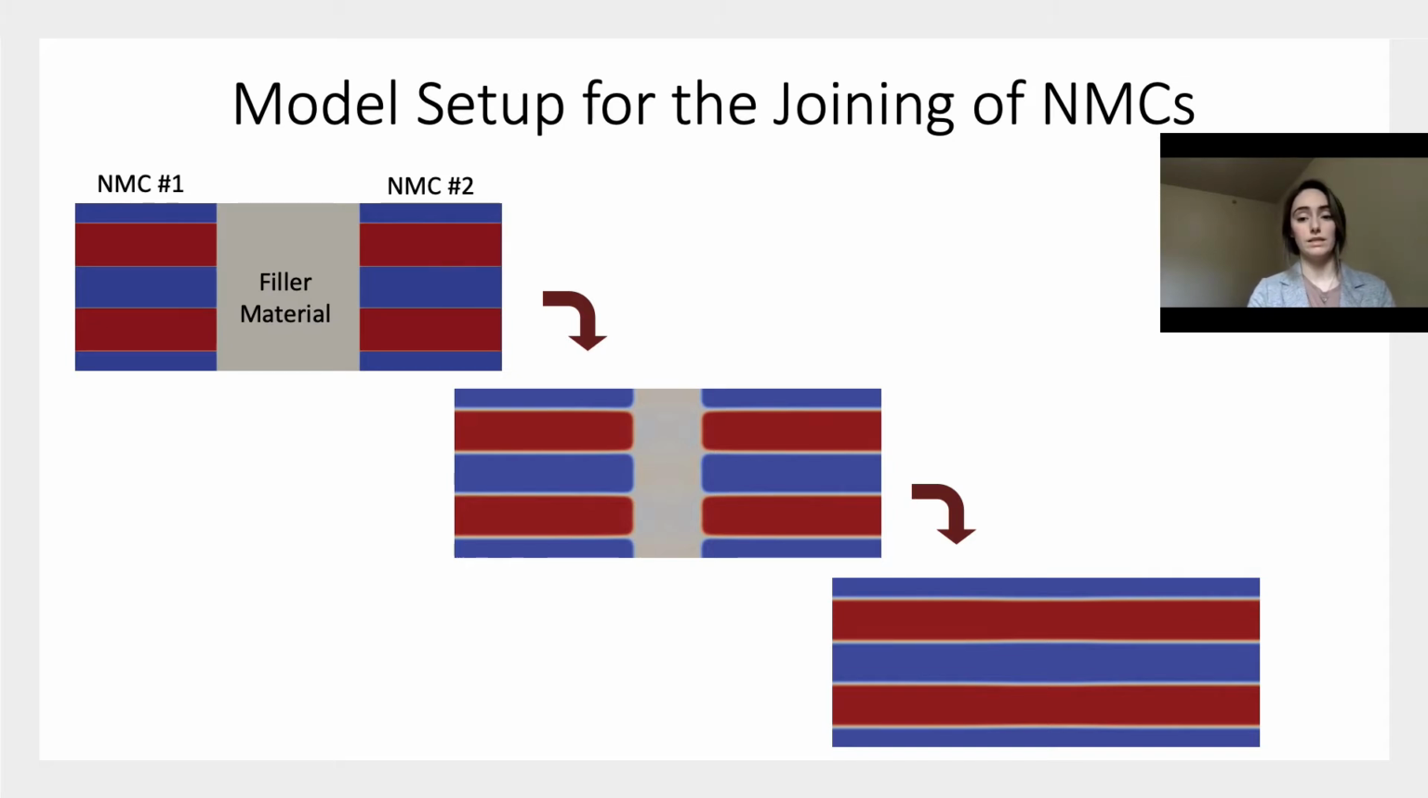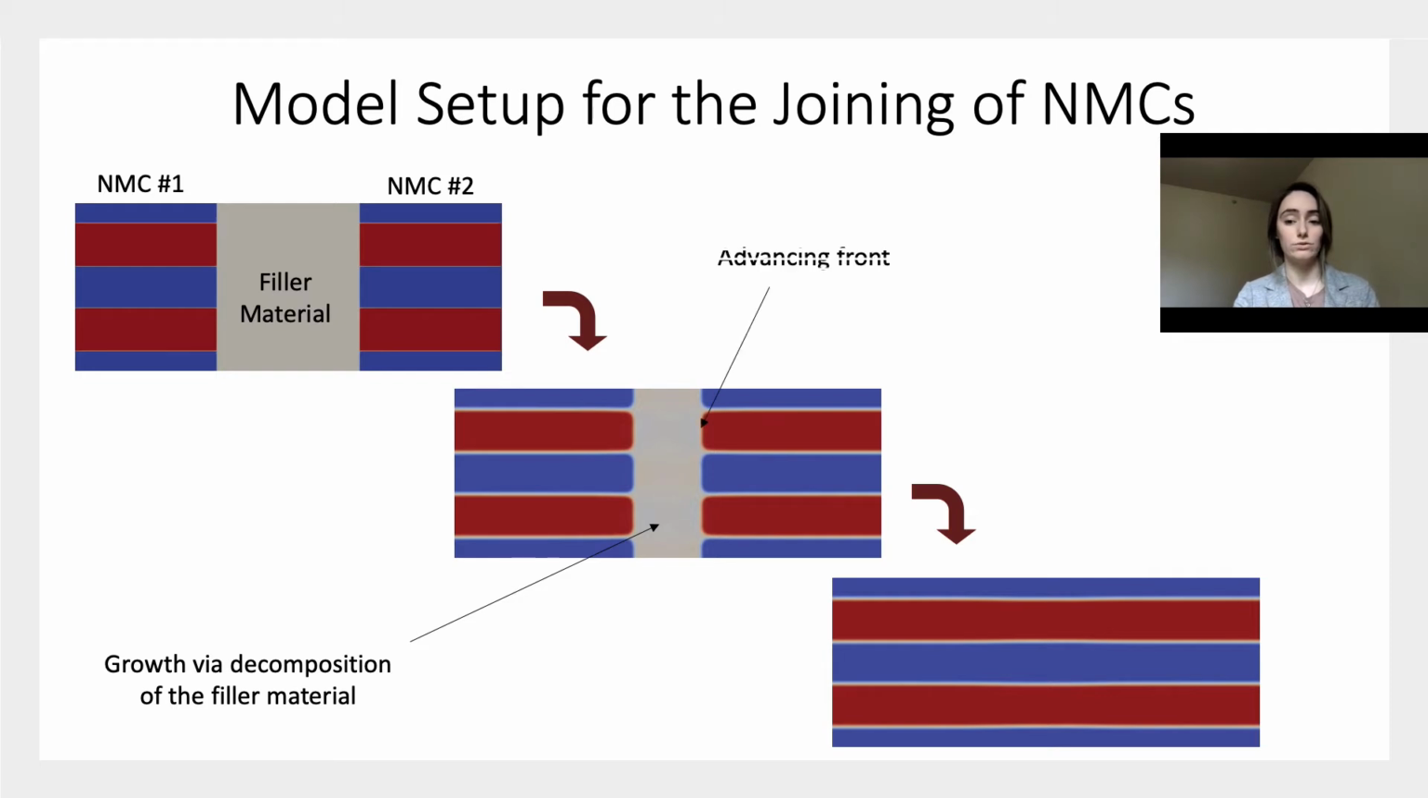Joining of these two NMC layers occurs through the decomposition or phase separation of the filler material. Thus, a moving front is created at the NMC filler boundary. This allows for the growth of the outside layers in toward the center of the filler. The goal is to determine if this joining method will result in a structure close to that of the original NMCs, as shown here in the bottom image. It is important to make sure that this result can be constantly reproduced, even when various parameters in the simulation are changed.